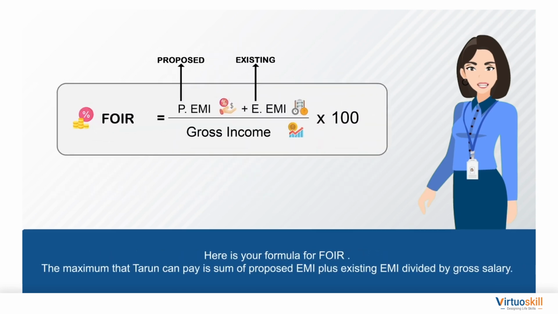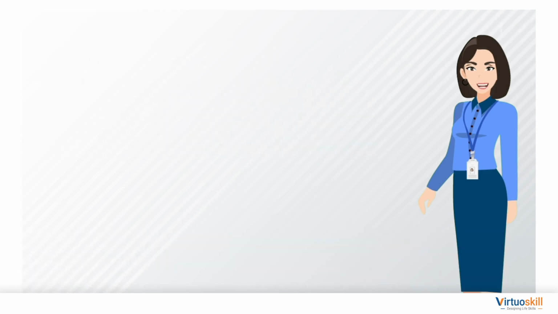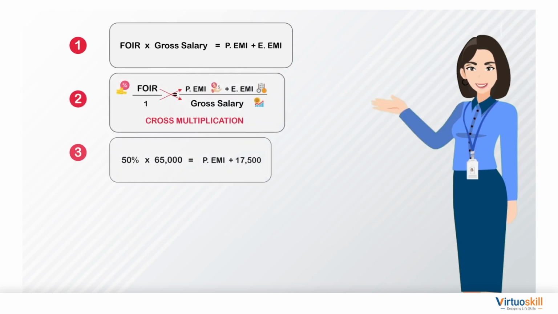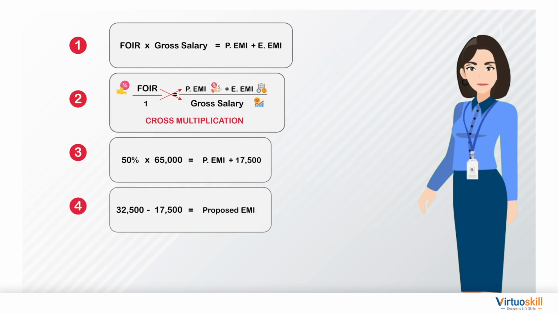Here is your formula for FOIR. The maximum that Tarun can pay is the sum of proposed EMI plus existing EMI divided by gross salary. So, FOIR multiplied by gross salary is equal to proposed EMI plus existing EMI. If you do cross multiplication, 50% of 65,000 is equal to maximum proposed EMI plus existing EMI of Rs 17,500. So proposed EMI is equal to 32,500 minus 17,500, that is 17,000.